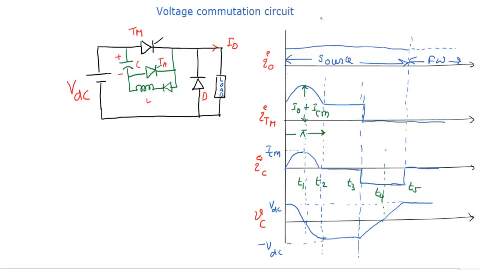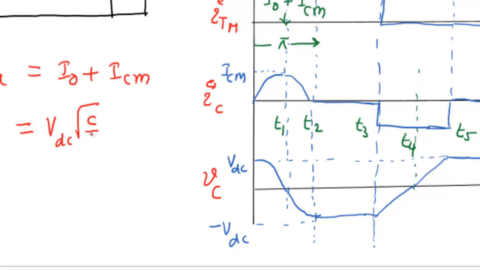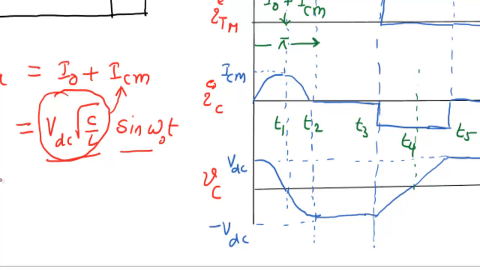First thing is, from the waveforms, what is the maximum current flowing through the main thyristor? It is I0, the load current, plus IC max. But how to calculate the IC max? From the tank circuit equations, if you remember, IC is the initial voltage across the capacitor, which in this case is the source voltage VDC, into root of C by L, sine omega naught. It is just a sine wave, so this is the IC max current.